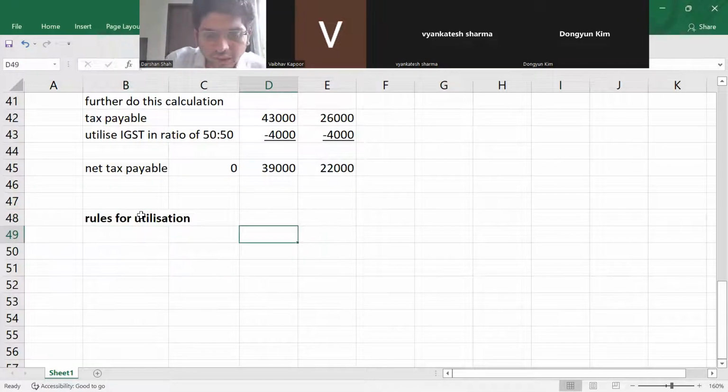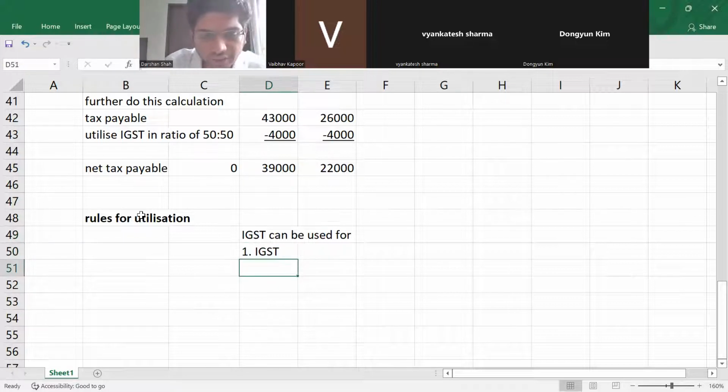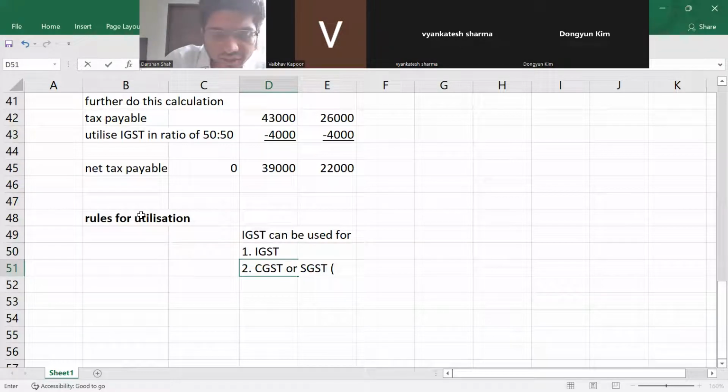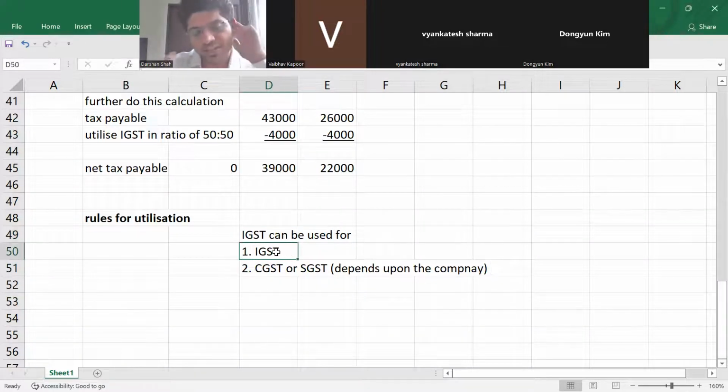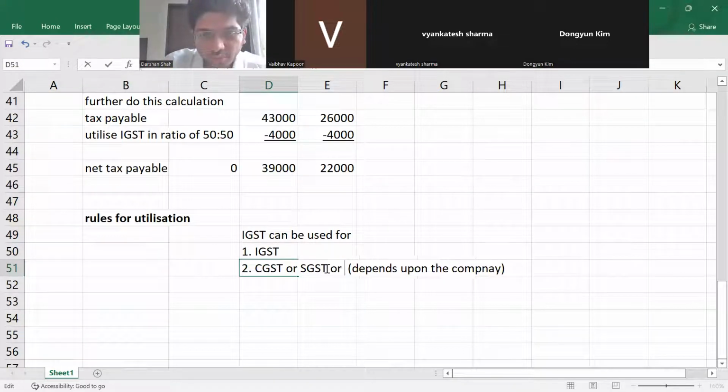First thing, IGST can be used for what? What is the priority? First priority is IGST, correct? And second priority is CGST or SGST. It depends upon the manufacturer, upon the company. Okay, I'll take an example to clear your doubt. So IGST will first be used to pay off IGST. And even then, if IGST remains, then you can pay it towards CGST or SGST or both.